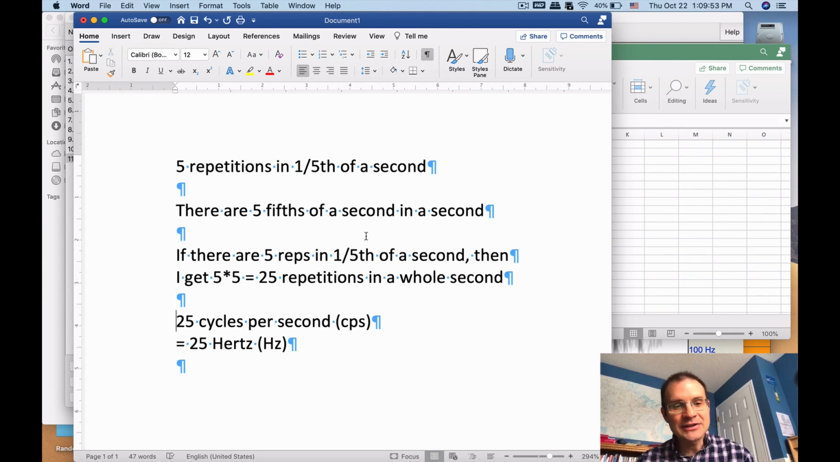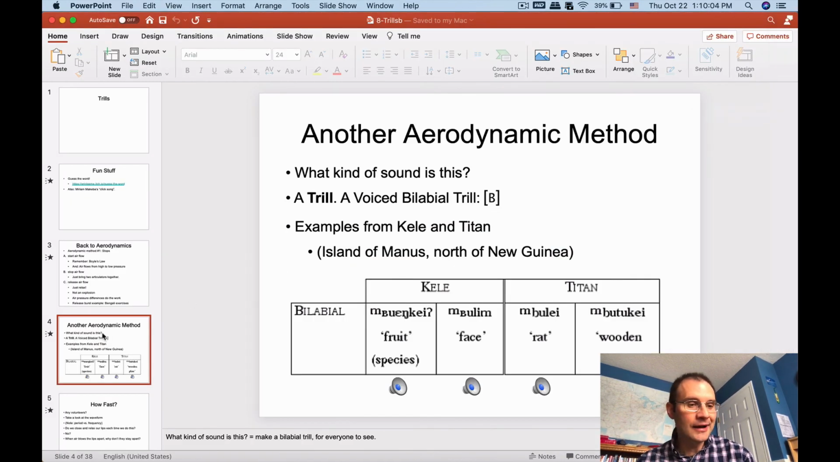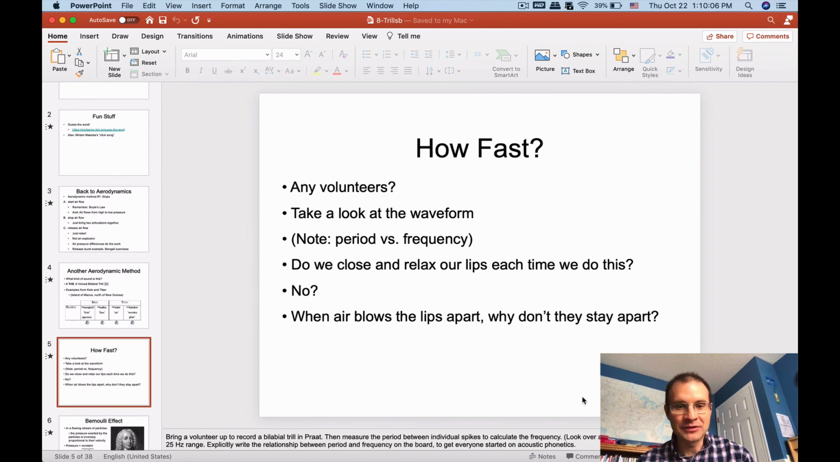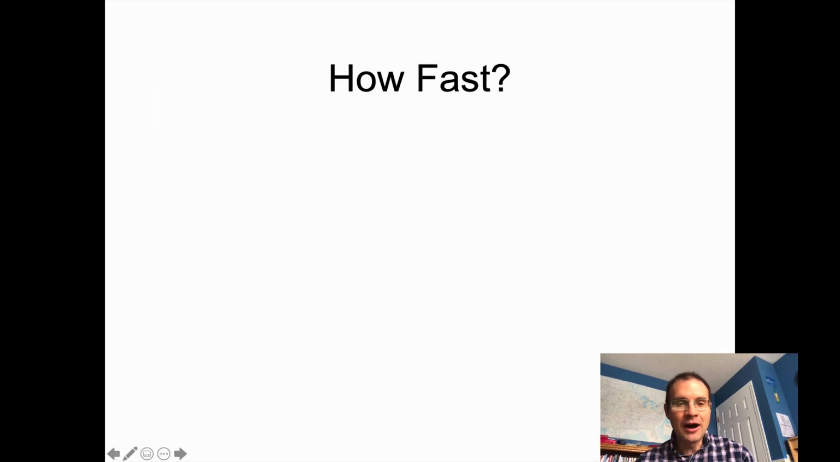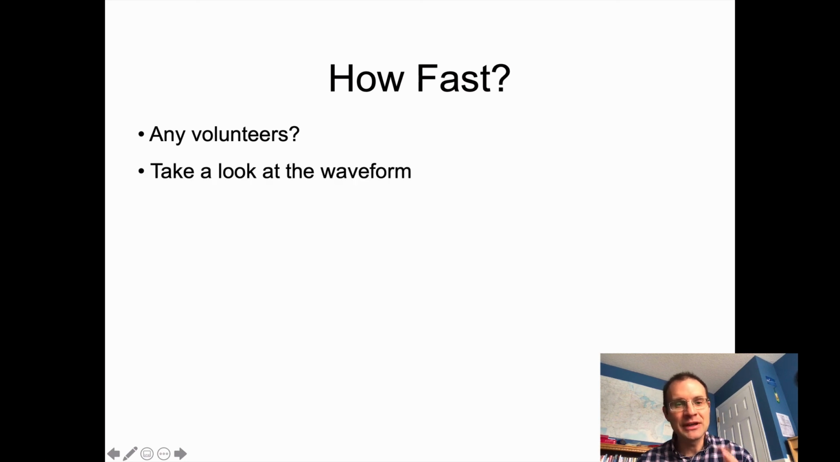In this particular case, how often are my lips trilling, or opening and closing? They're opening and closing 25 times per second. What's kind of funny is that this works this way for basically everybody. When you do a bilabial trill, the frequency of the lips opening and closing is probably going to be about 25 hertz, with a little bit of leeway on either side of that.